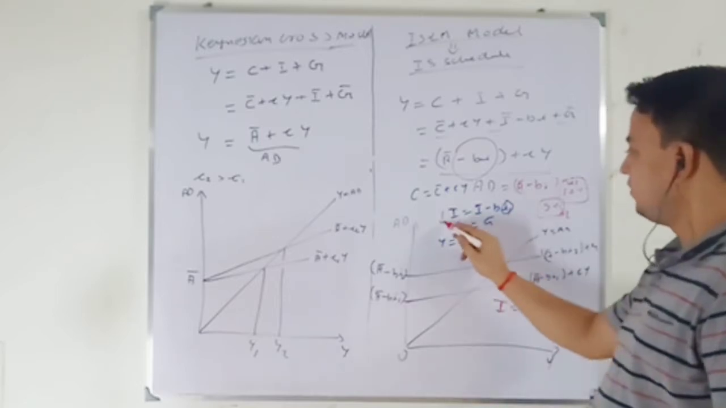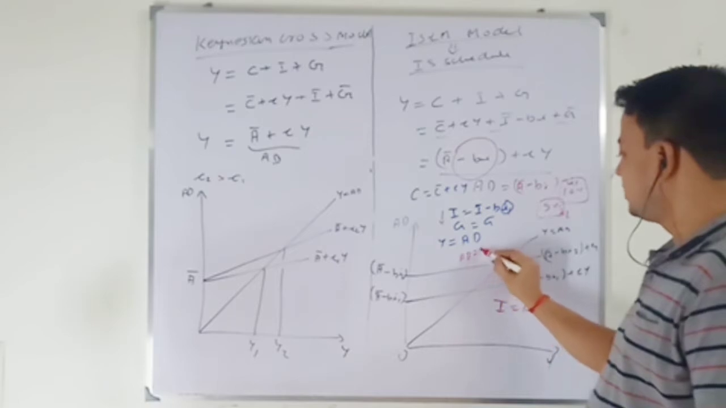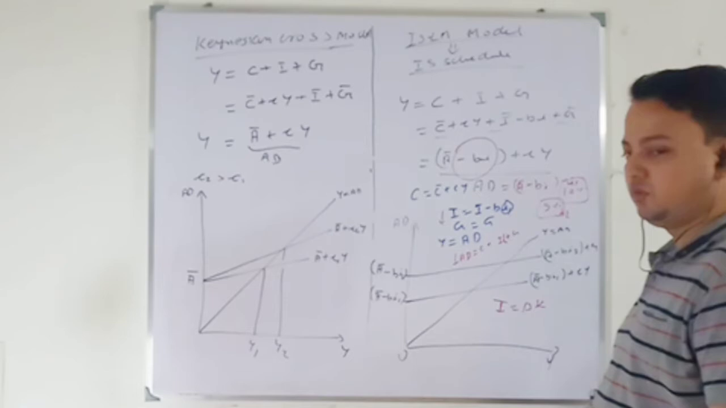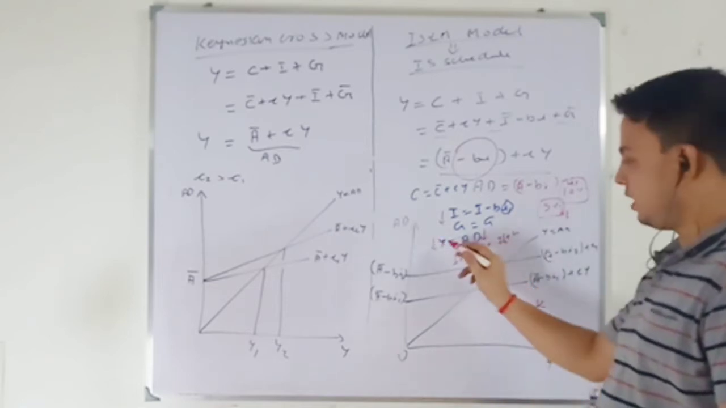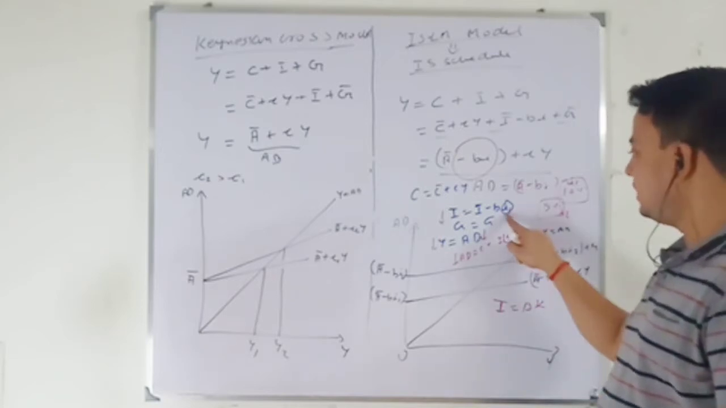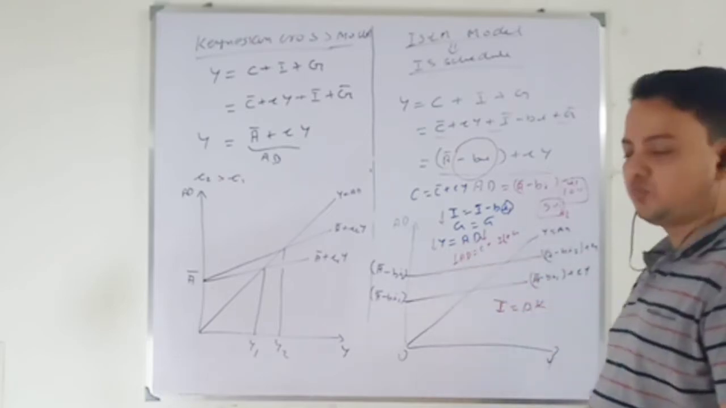So when investment will be low, what is your aggregate demand? Aggregate demand equal to C plus I plus G. So when I will be low, aggregate demand will be low. When your aggregate demand will be low, output will be low, equilibrium output. So for different rates of interest, I will be getting different aggregate demand and different output level.